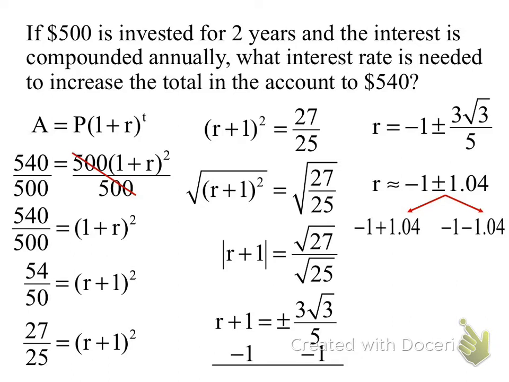And what do I end up with? What's the best answer? The first one, what's the answer? 0.04. And the second one? Negative 2.04. What's the best answer? The first one. What does that mean? Because what is it saying? What interest rate is needed to increase the total in the account? 4%. 4%. So make sure you're answering the question.